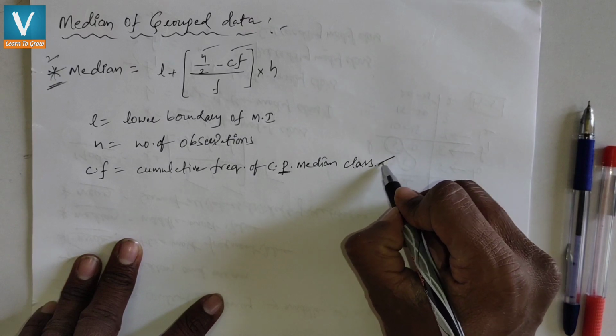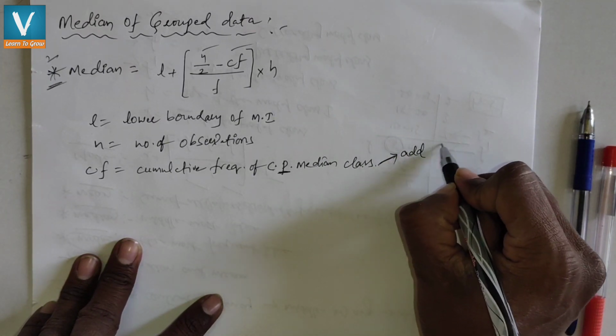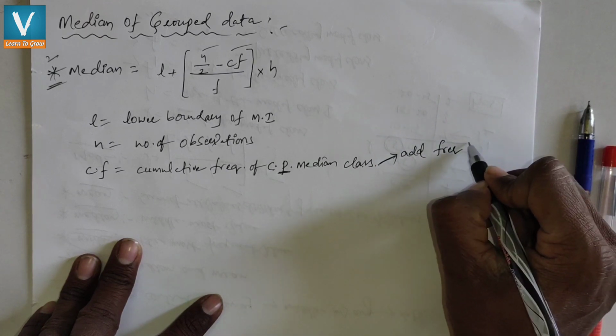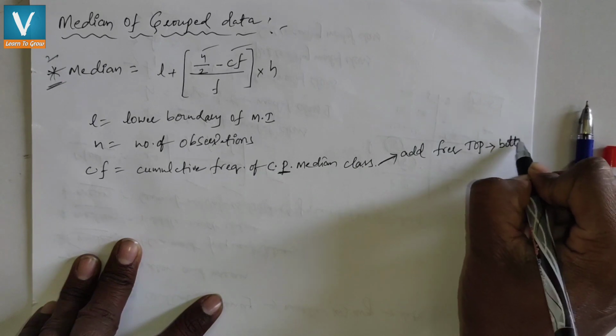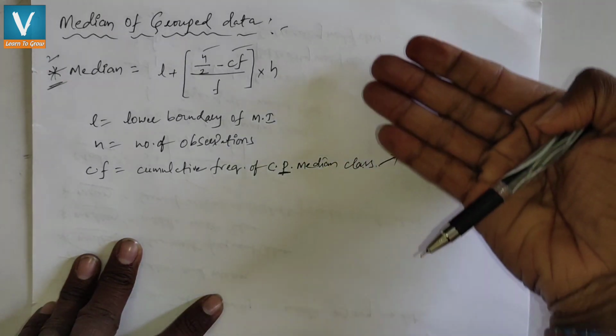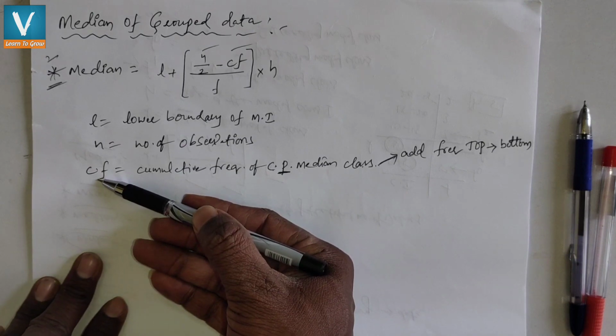Then how will you find the CF? We have to add the frequencies from top to bottom. Then what you will get is the cumulative frequency.